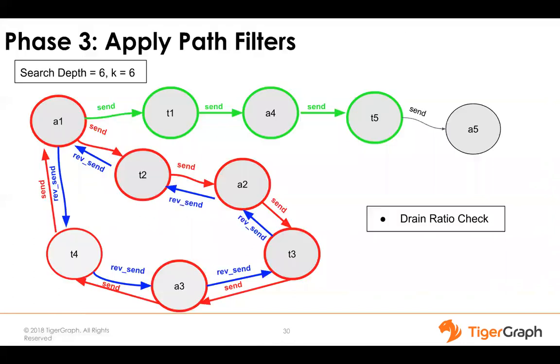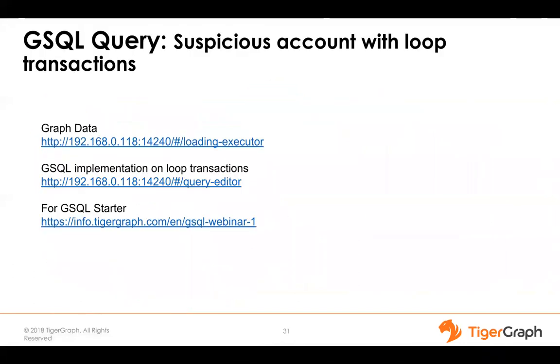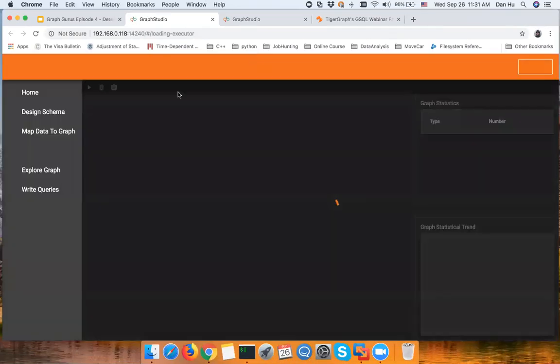So that's basically the three phases of our loop detection queries. Now we are going to look at the GSQL queries, how I implement this. And also let's first look at the data we have here.